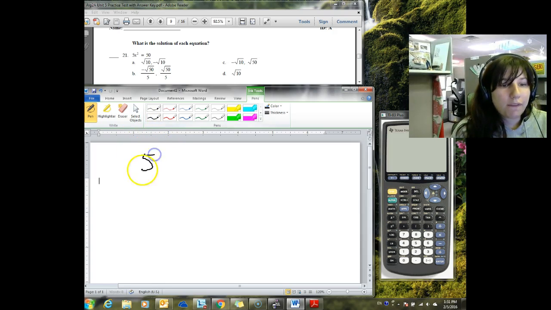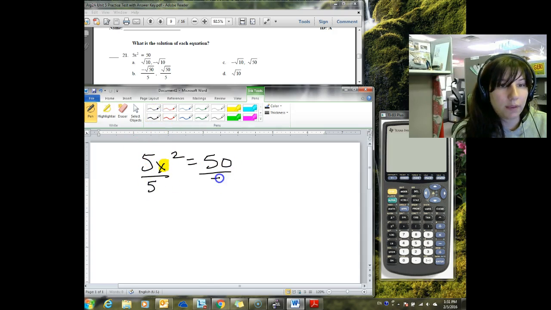So for 21, I've got 5x squared equals 50. I want to know, well, what is x? All right, so I need to get this x by itself. What's happening to that x? It's being multiplied by 5. Well, that's easy. I'll just divide by 5. So I get x squared equals 10.